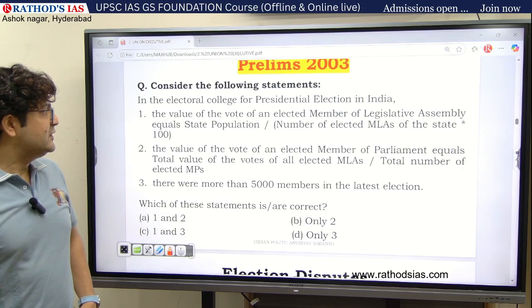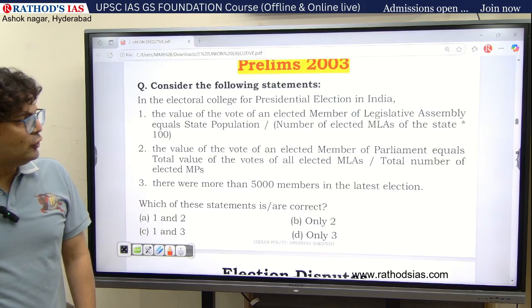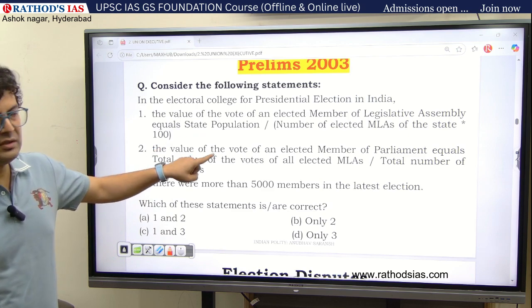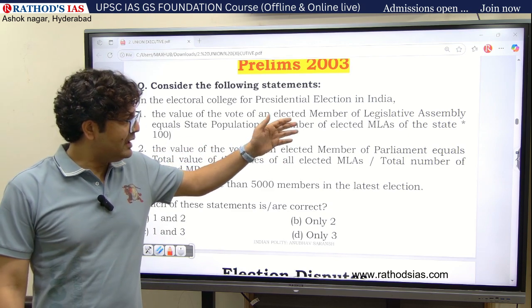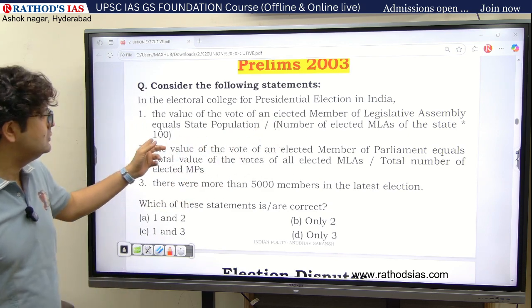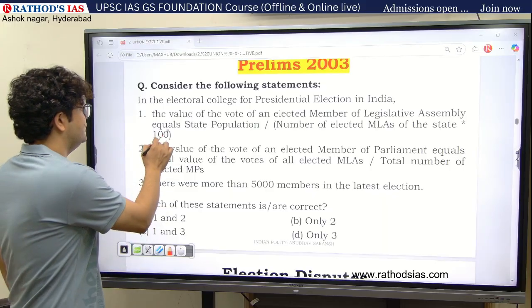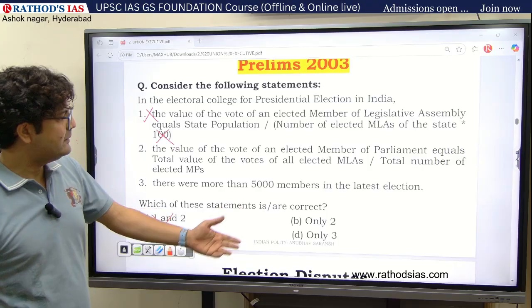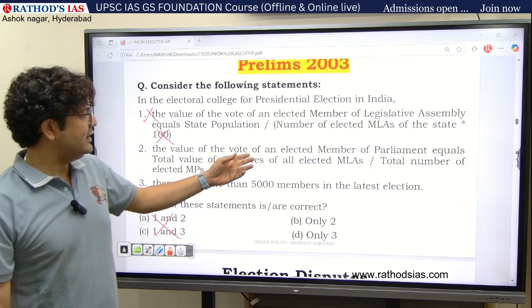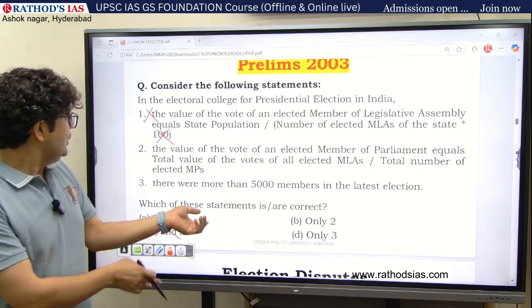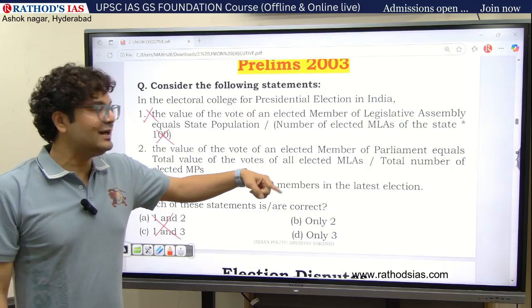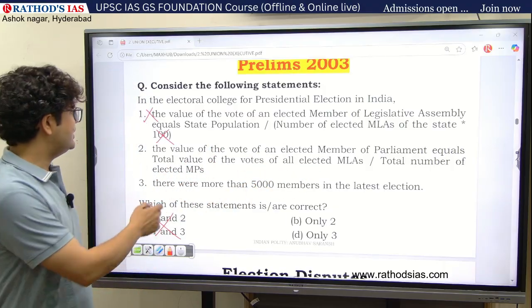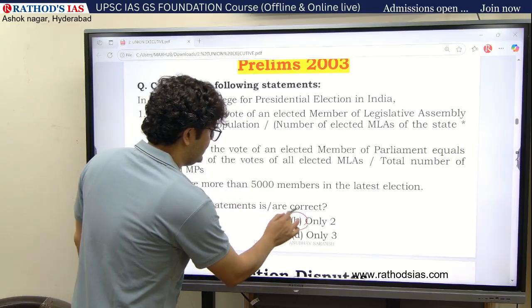In the electoral college for the presidential election in India, the value of vote of an elected MLA equals state population upon number of elected MLAs of the state, that is correct, into 1000. So this is where it is wrong. One is wrong. Remove these two. So it's either 2 or 3. Let's check. The value of the vote of an elected MP equals total value of the votes of all elected MLAs upon total number of elected MPs. Yes or no? This formula seems correct. 2 is right. Right answer is B, only 2.